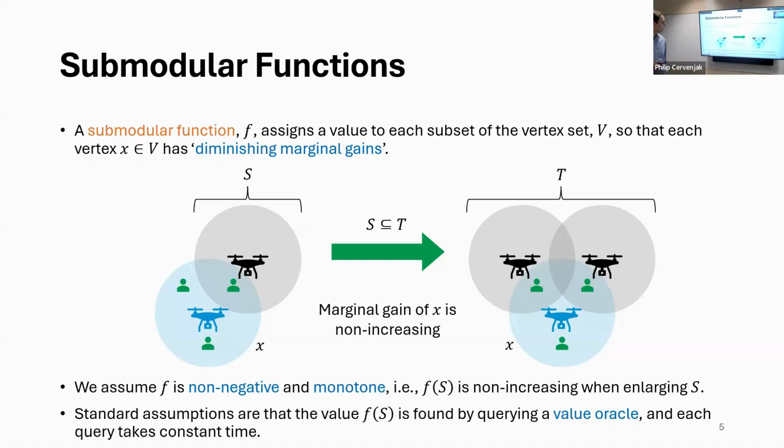And as is quite standard, we assume it's also non-negative and monotone, so it doesn't decrease when you enlarge the set S. Sorry, there might be a typo there. And also we assume that we access the function via a value oracle, and that each query to the value oracle takes constant time.